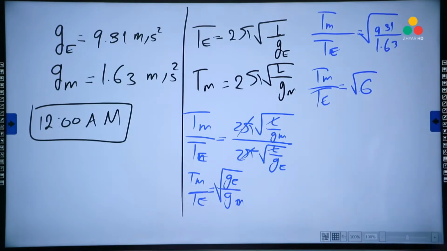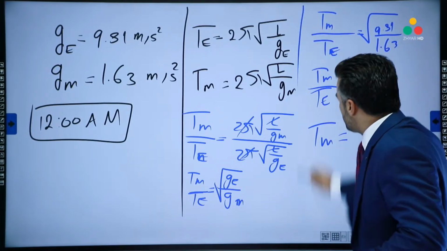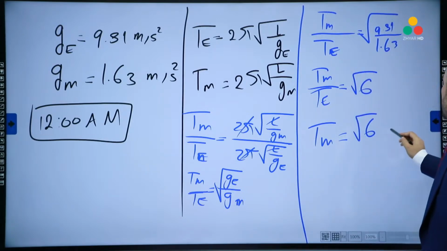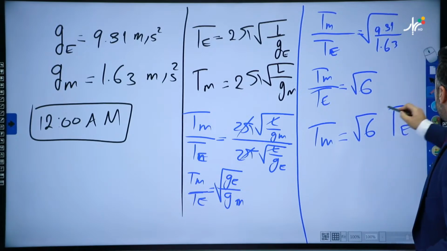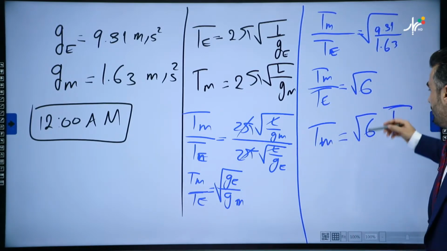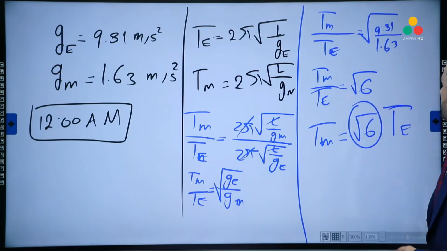Now, if you cross multiply, we can say t of the moon equals the square root of 6 multiplied by t of the Earth. What does this mean? Remember, this means that the period on the moon will be longer by a factor of the square root of 6 times the t of the Earth.